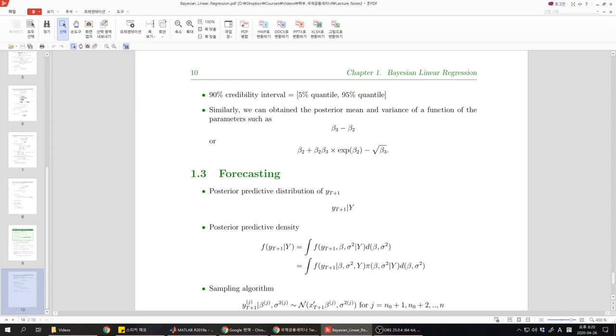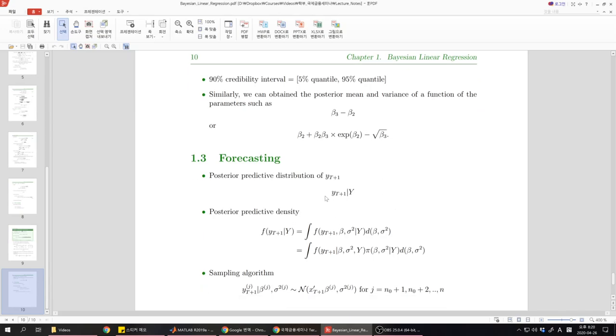And then we want to compute the posterior distribution of y, or you can simply say the expected value or the variance of y_{T+1}, right? What you have to note is that only y, the data, is given, whereas the parameters are not given. It means that we have to consider the parameter uncertainty here. So this is the definition of the posterior predictive distribution.